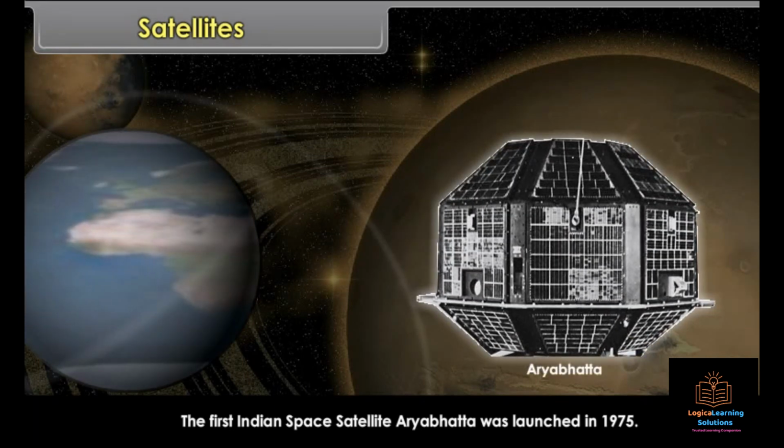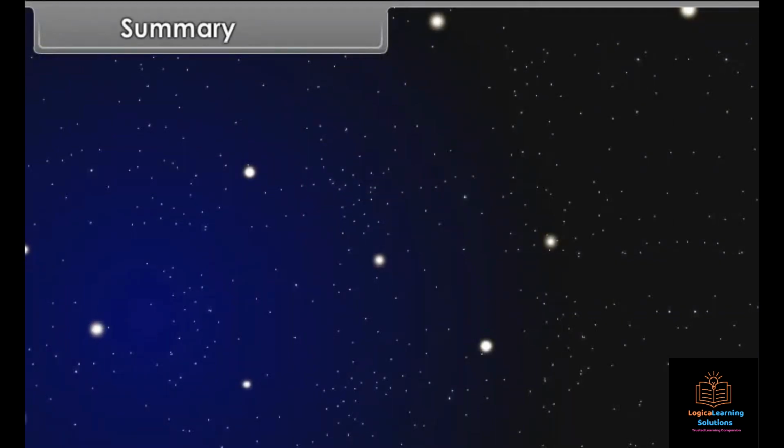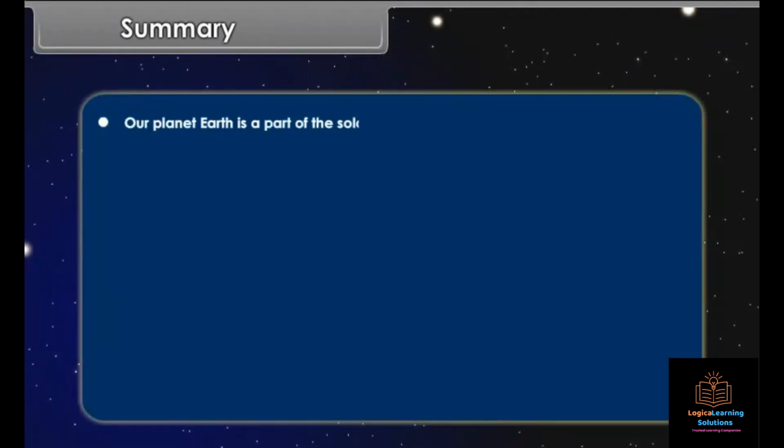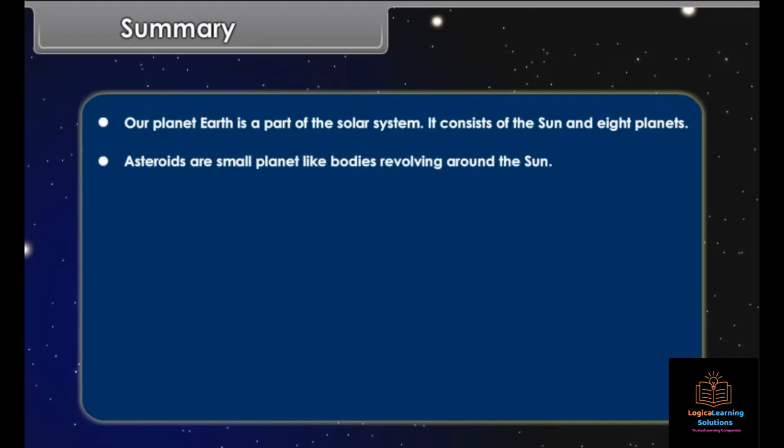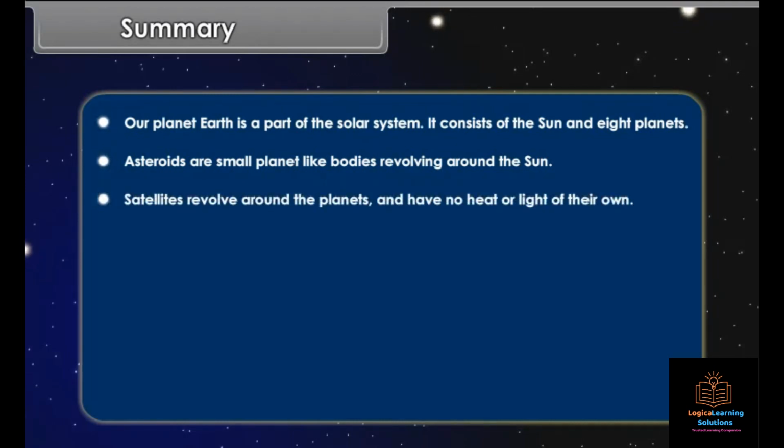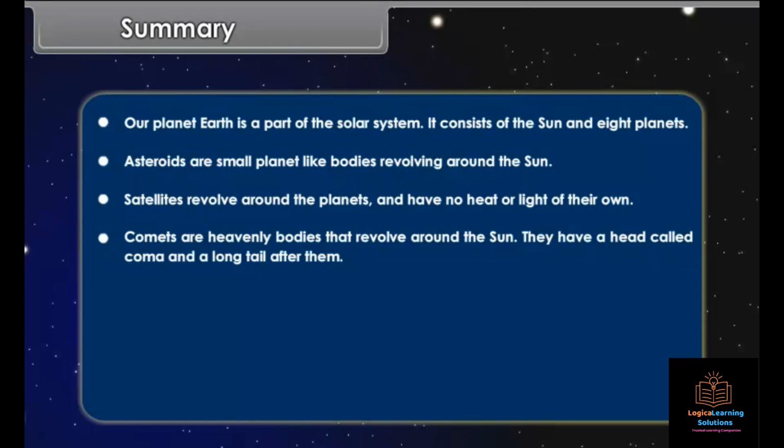Summary. Our planet Earth is a part of the solar system. It consists of the Sun and 8 planets. Asteroids are small planet-like bodies revolving around the Sun. Satellites revolve around the planets and have no heat or light of their own. Comets are heavenly bodies that revolve around the Sun.